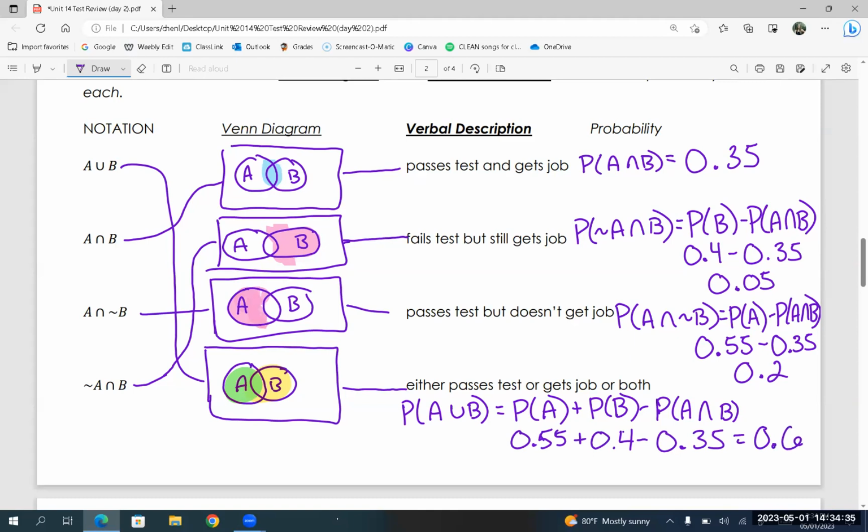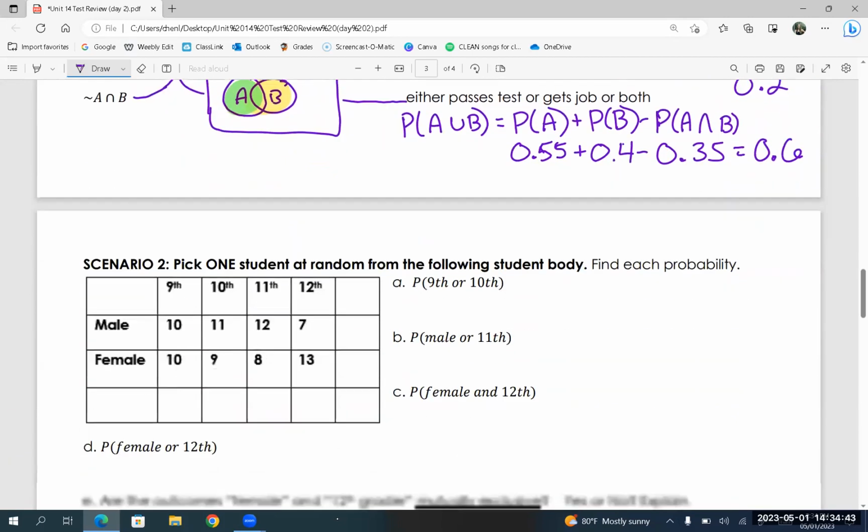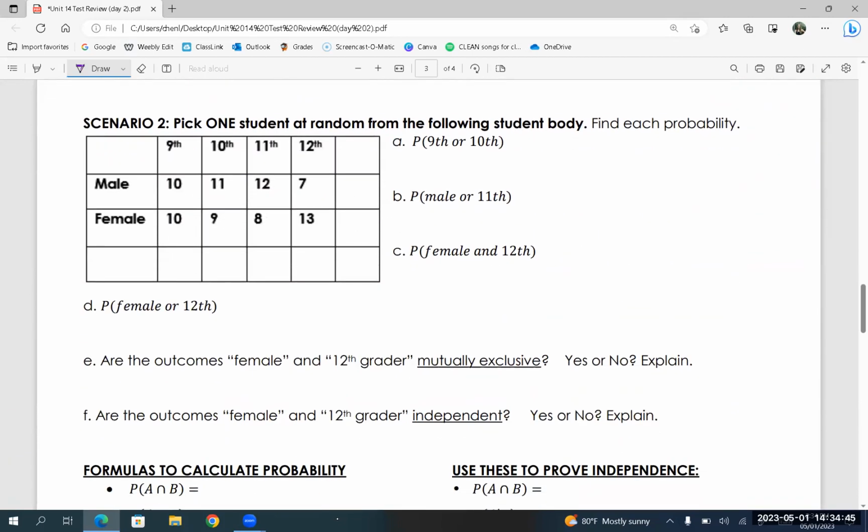Okay, so just wanted to go over a visual of how to do those Venn diagrams and then using what we're given to find the given probabilities. Okay, scenario 2, pick one student at random from the following student bodies. So we have males and females and comparing if they're in 9th, 10th, or 11th grade.